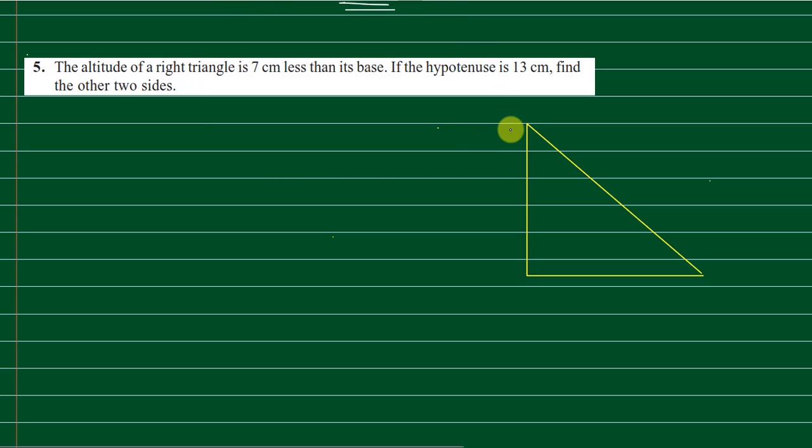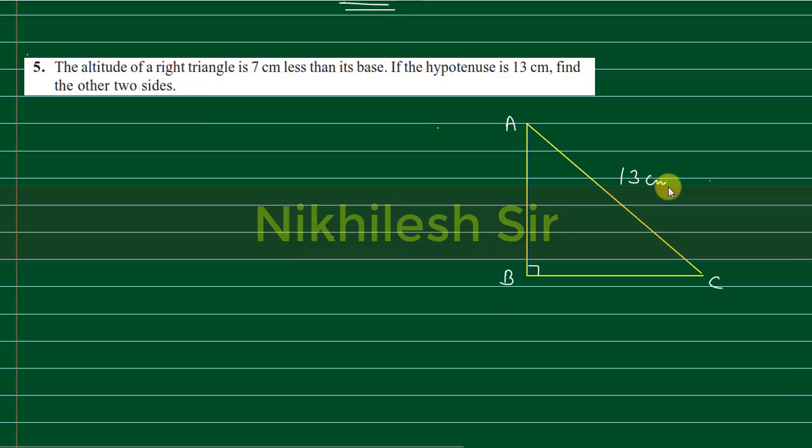So let us name this right angle triangle as ABC, right angled at B, and height can be AB or BC. It depends upon from where you see the triangle. So I am assuming altitude as AB and base as BC, and hypotenuse, you can see this is 13 centimeter. It is given. They also say that altitude of a right triangle is 7 centimeter less than its base. So altitude is 7 centimeter smaller than base.